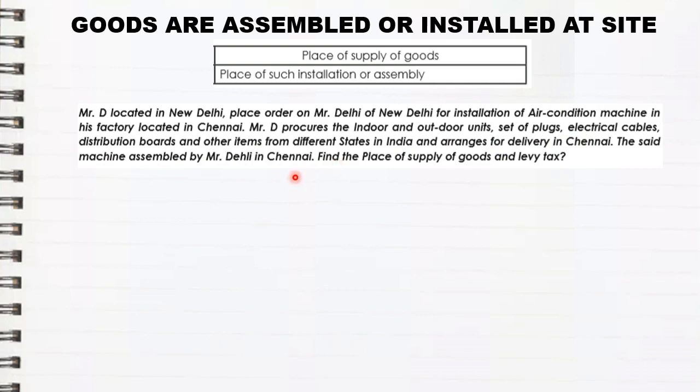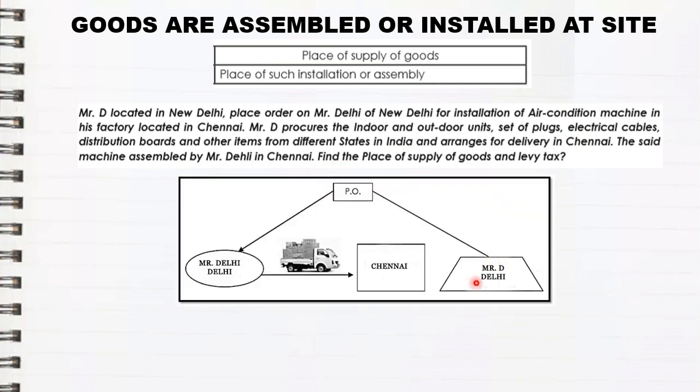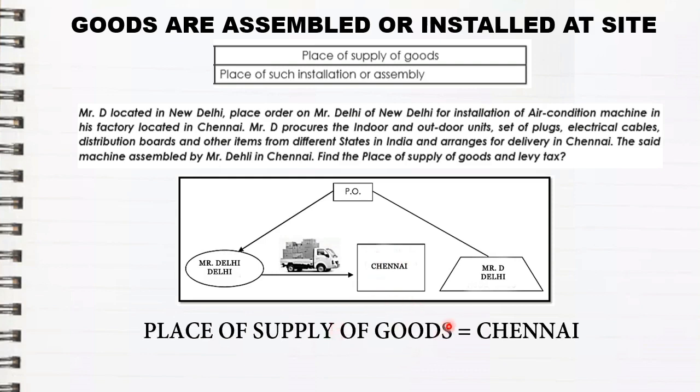Now let us put this example in graphical form. Mr. D of Delhi gave a purchase order to Mr. Delhi of Delhi for buying an air conditioner and various other electrical cables and other instruments. He said he wants to buy, but he wants all his electrical machines to be installed in Chennai. Now according to the rule, whenever the goods are assembled or installed, the place of supply will always be the place in which the goods have been installed or assembled. As per this example, the air conditioner has been installed in Chennai, so here the place of supply of goods will be Chennai.